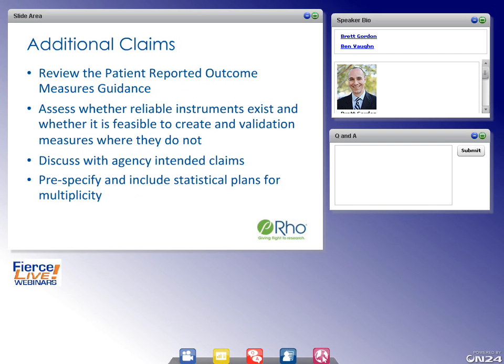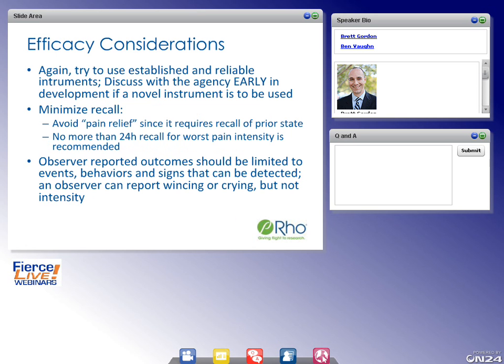Once again, the agency encourages new instruments, but if there's something established and reliable, stick with that. Especially with pain, you need to minimize recall. You don't want to do pain relief because you have to think about how you're feeling previously. So that's usually not a good outcome, especially for a primary. Also, anything beyond 24 hours of recall for a pain intensity is not recommended.